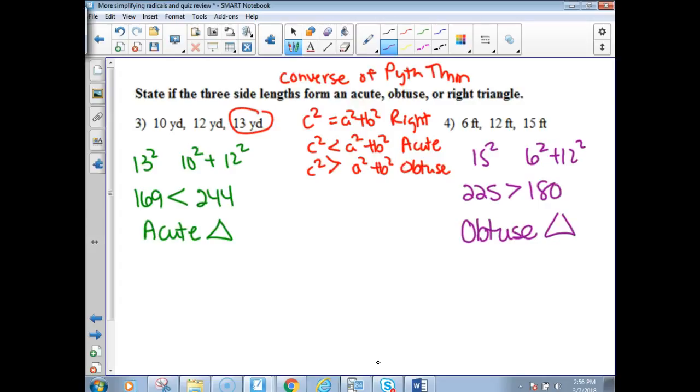Questions about this? If you got the largest side squared and it was equal, then it would have been right. You'll get some questions on this on the quiz. You have to show this, guys, on your quiz. Don't just guess obtuse or acute. Write down something for me. Show me you're doing the large side versus the sum of the smaller two sides squared and added.